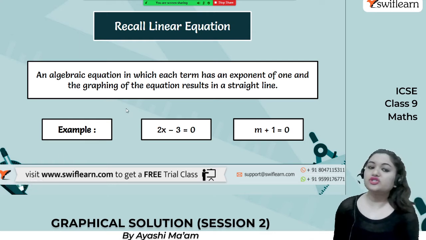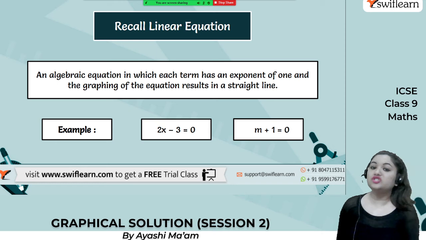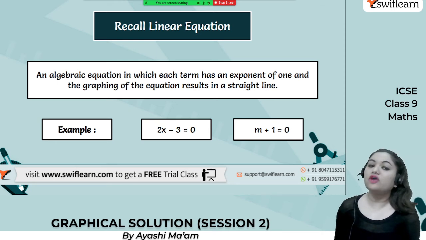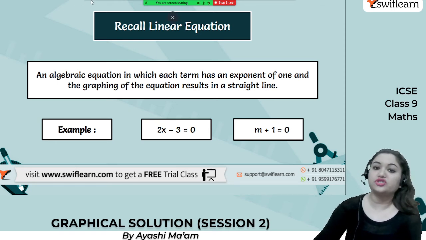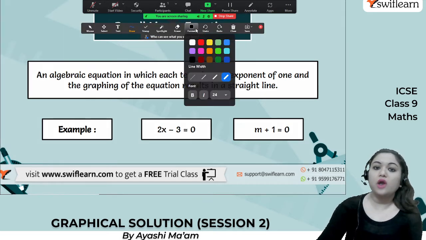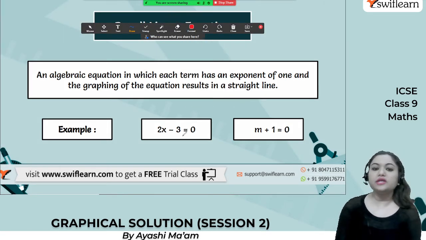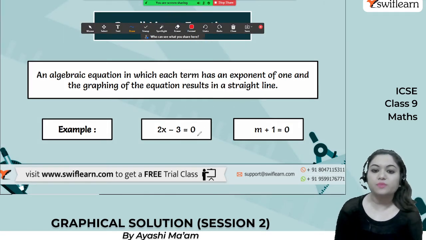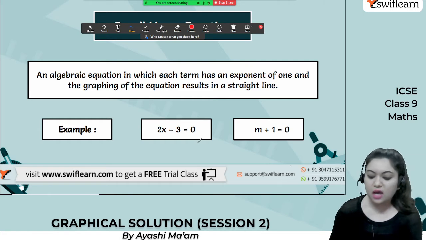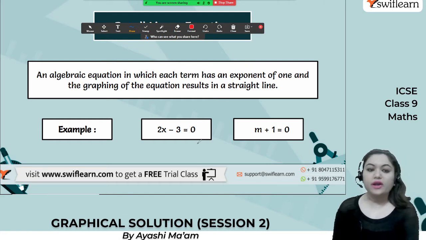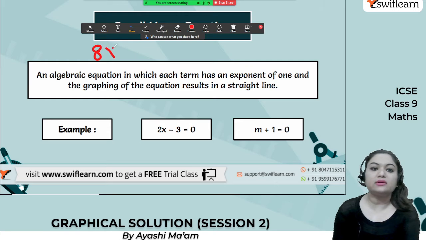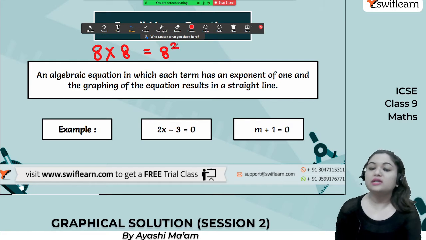A linear equation is an algebraic equation in which each term has an exponent of 1, and the graphing of the equation results in a straight line. What is the meaning? What does exponent mean? How many times a number is being multiplied is called the exponent. For example, if I write 8 into 8, that means 8 is multiplied 2 times. Therefore, we can write it as 8 squared, 8 to the power 2, and this is called the exponent.